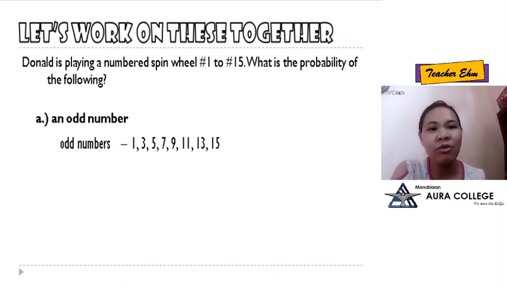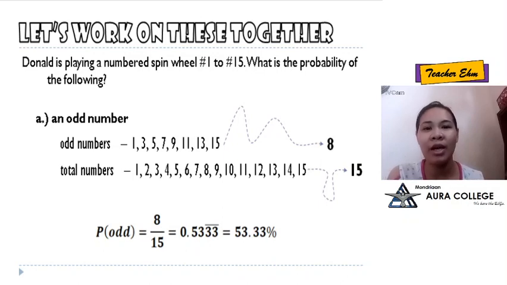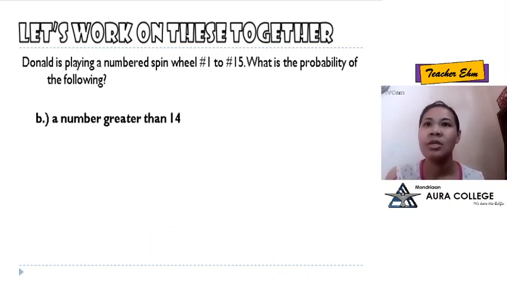At ilan naman yung total number of outcomes? So, dyan, ito yung mga possible outcomes na pwede nating makuha sa number spin wheel natin. So, bilangin lang natin sila. Ang ating specific result ay 8. Ang all possible outcomes ay 15. So, the probability of getting an odd number in a numbered spin wheel number 1 to number 15 is 8/15, or 0.53333, or 53.33%.